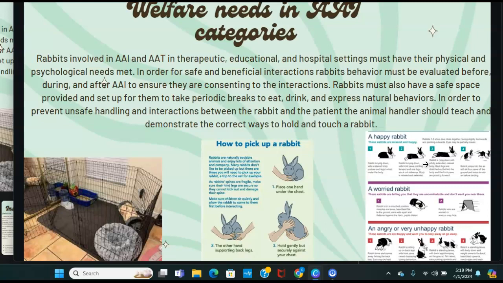And then in order to prevent unsafe handling and interactions between the rabbit and the patient, the animal handler should teach and demonstrate correct ways to hold and touch a rabbit. This is super important because rabbits, since they are prey animals, if we're approaching them from the top and they don't see us, that could frighten them. If we're not supporting their legs, they tend to jump and scratch, which we do not want. So they need to be very supported, and they need to feel like they're not about to fall, or they're not leveled or balanced. So I put some pictures of what I just spoke about.